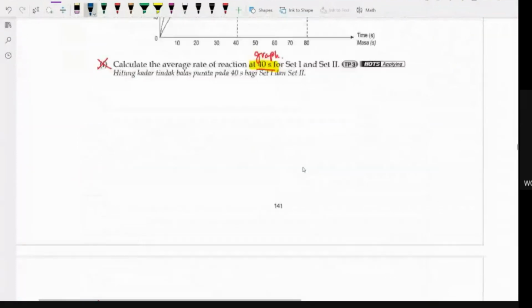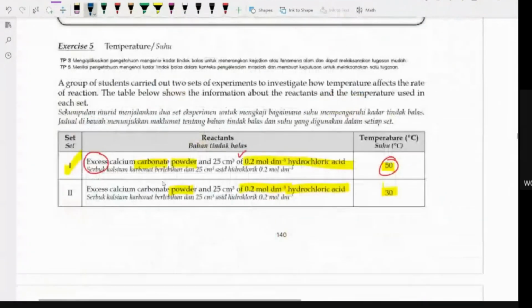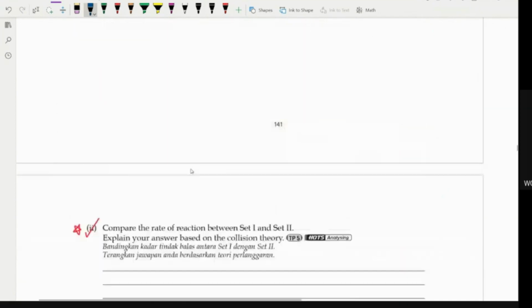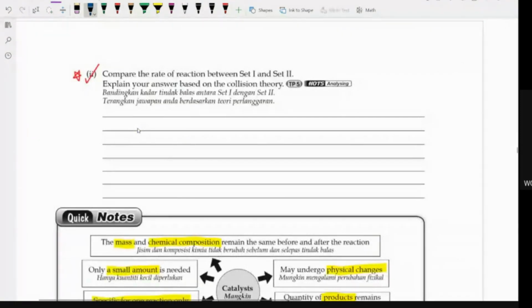If temperature, set 1 and set 2, let's see. Set 1, higher temperature. Set 2, lower temperature. So calcium carbonate and the hydrochloric acid. So class, what do you think, which one will be higher temperature, the acid or the calcium carbonate? Okay, normally it's the acid. Acid, higher temperature. Okay, so we explain based on the factor of temperature.